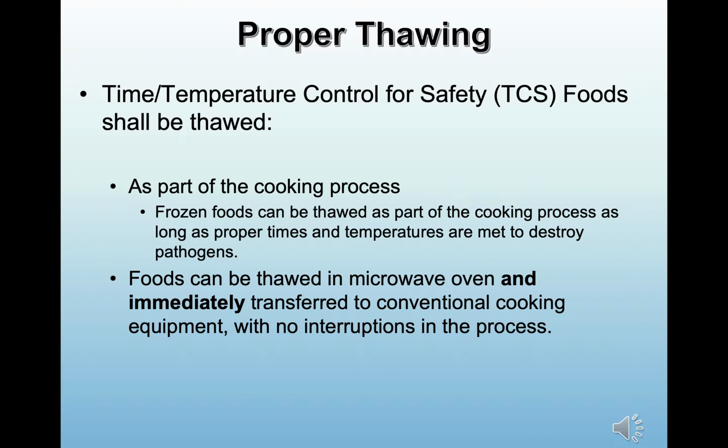The second approved method is thawing foods as part of the cooking process. Frozen foods can be thawed as part of the cooking process as long as the temperature is met to destroy pathogens. The third approved method is to thaw foods in the microwave. However, if a microwave is used to thaw foods, the foods must be cooked immediately after microwaving with no interruptions in the prep and cooking process.